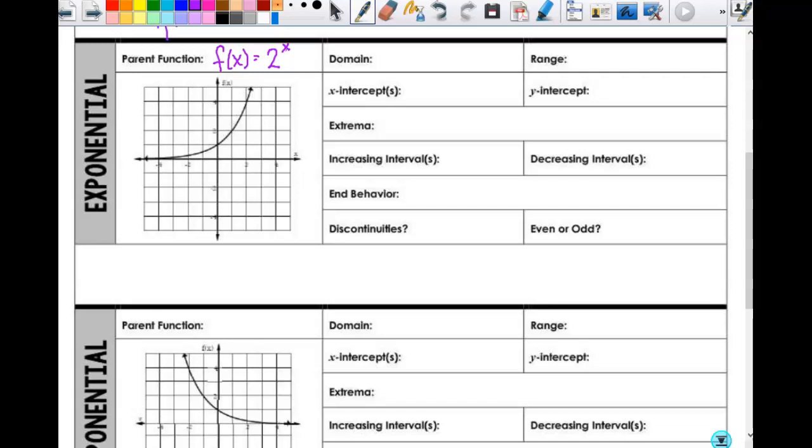Is there an asymptote on this graph? Yes, it's an exponential, so there's no way for me to get a negative y. 2 to any power, I can get a really small number. I can't make it become negative all of a sudden. So I have an asymptote here.